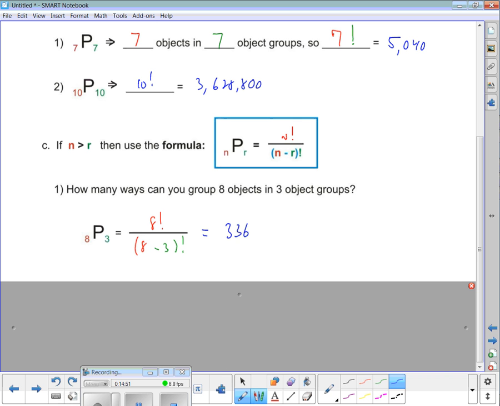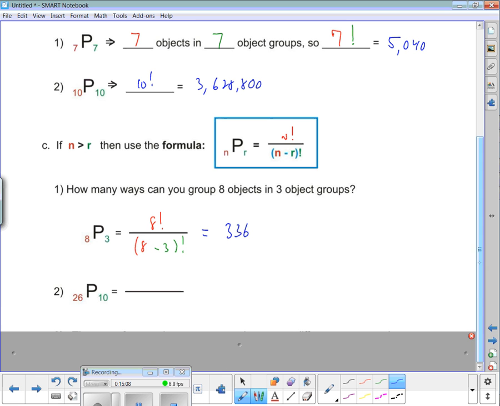So you don't get as many ways because we're only doing 3 object groups. So you have 8 total objects. How many different 3 object groups can we make of 8 total objects? The answer is 336, permutation. All right, a couple more examples.